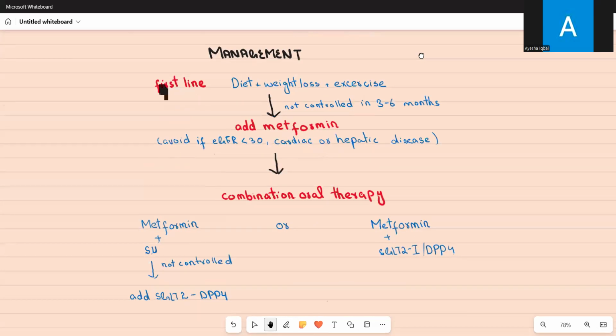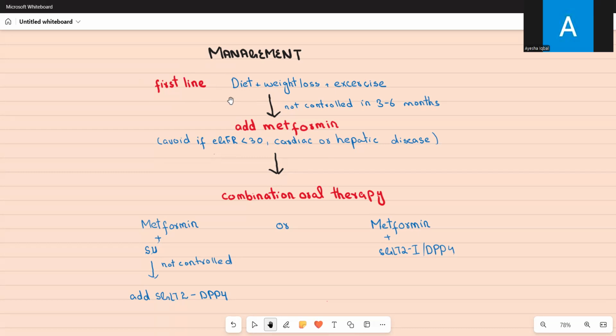Now, regarding the management, the first line management of type 2 diabetes mellitus is always and always lifestyle, because in the Western world, 80% of the cases of type 2 diabetes mellitus are because of obesity. So if we can work on reducing the weight and lifestyle factors, then we can potentially reverse type 2 diabetes mellitus. So the first line management is always lifestyle.